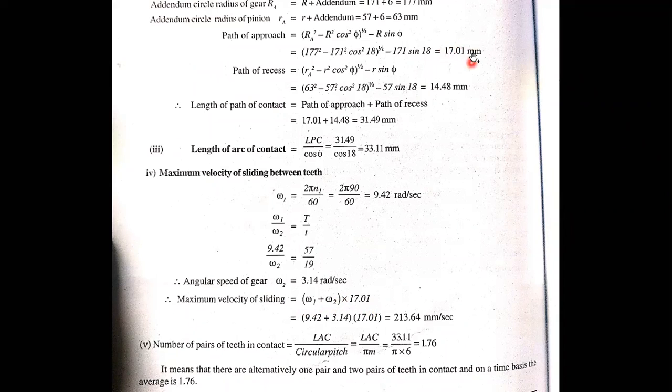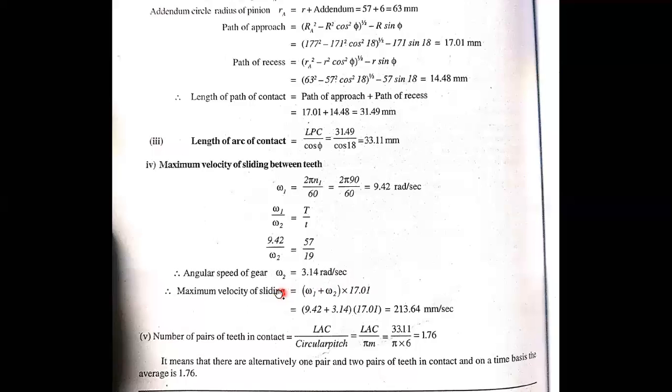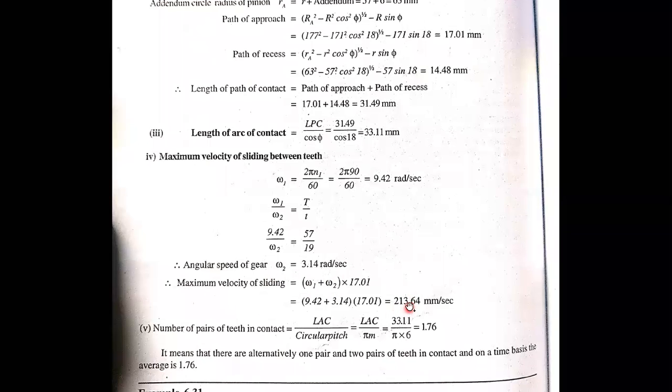Path of approach is 17.01 and omega 1 is 2 pi N1 by 60. Omega 2, using the gear ratio, you can calculate. T by t is equal to omega 1 by omega 2. Therefore, omega 2 will get 3.14 radian per second. Then finally, you substitute this value here, then you will get 213.64 millimeter per second.